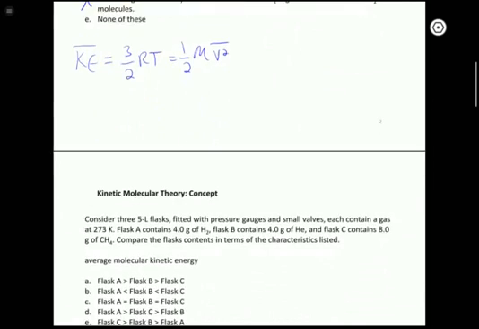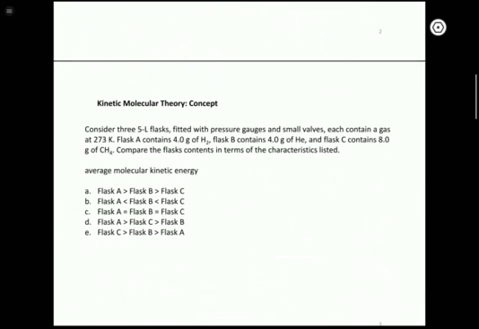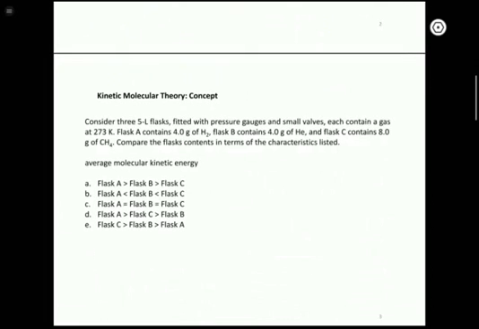So this next problem was almost identical in terms of the concept. Here we have now 3 flasks, 5 liters. The volume doesn't really matter for this problem, as we'll see, and they're fitted with pressure gauges and small valves, each containing gas at 273 Kelvin. Right away we think about the temperature, because that's what's going to influence kinetic energy and velocity, which is what we're asked about here. Flask A contains 4 grams of hydrogen, flask B contains 4 grams of helium, and flask C contains 8 grams of CH4. Compare the flasks in terms of this characteristic, which is average molecular kinetic energy.